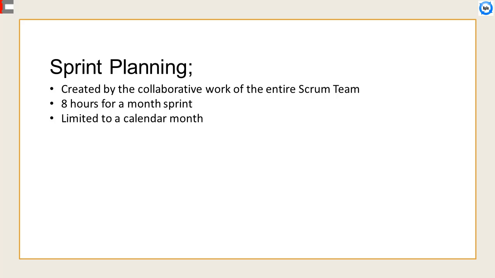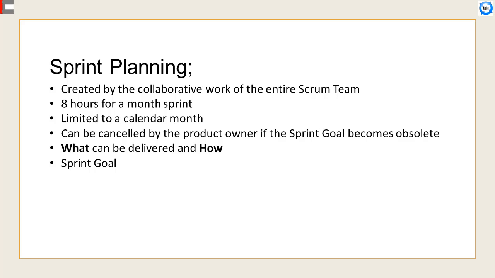The work to be performed in the sprint is planned at the sprint planning. This plan is created by the collaborative work of the entire Scrum team. Sprint planning is time-boxed to a maximum of 8 hours for a 1-month sprint. For shorter sprints, the event is usually shorter. The Scrum Master ensures that the event takes place and that attendants understand its purpose. The Scrum Master teaches the Scrum team to keep it within the time box.